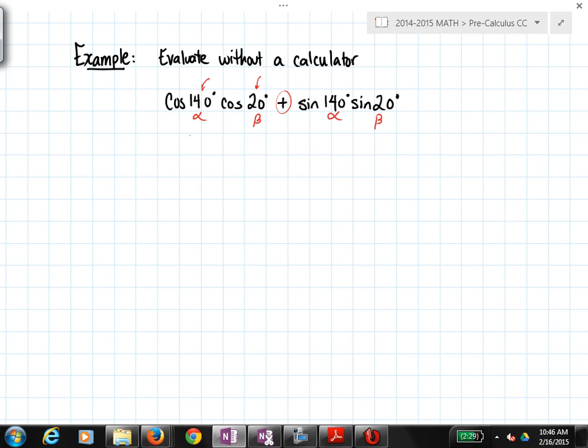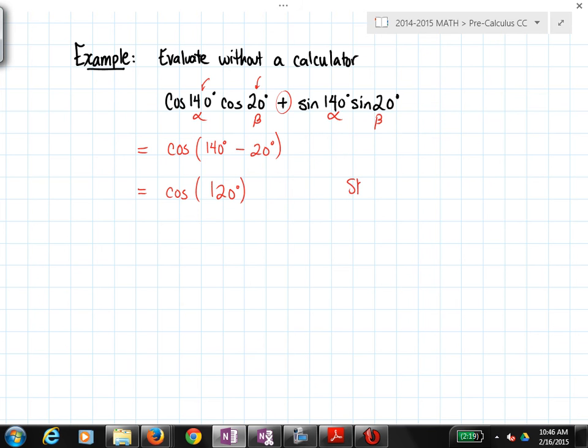So the thing here is recognizing the formulas but working backwards. All of this is simply going to reduce to cosine of 140 degrees minus 20 degrees. And if I evaluate this, what is cosine of 120 degrees? This one is going to produce a special right triangle.